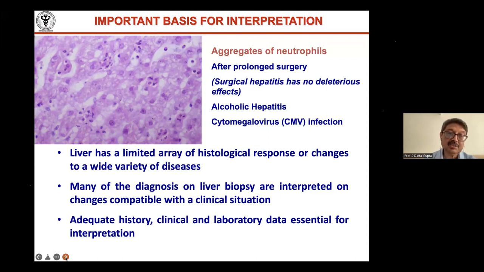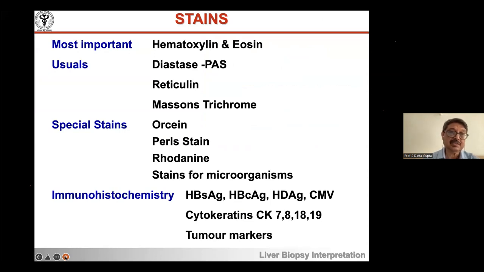So this is the importance of history whenever you do a liver biopsy. So that's why constant communication is necessary between the clinician and the pathologist. So what are the stains that we do? H&E, we do usually a diastase PAS, reticulin, Masson's trichrome. These are for fibrous tissue. And special stains for copper, for iron, again for copper, and for organisms, and then you do immunohistochemistry.